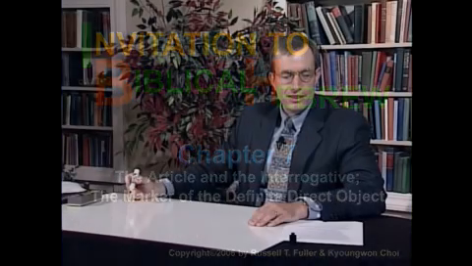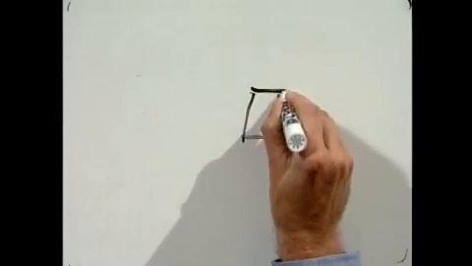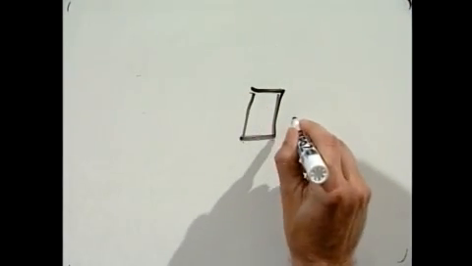Chapter 7, the article and the interrogative ma, and then we'll look at the marker of the definite direct object. First, we want to look at the article, and the article is, I'm going to draw a box, and this box, of course, is symbolizing a letter.